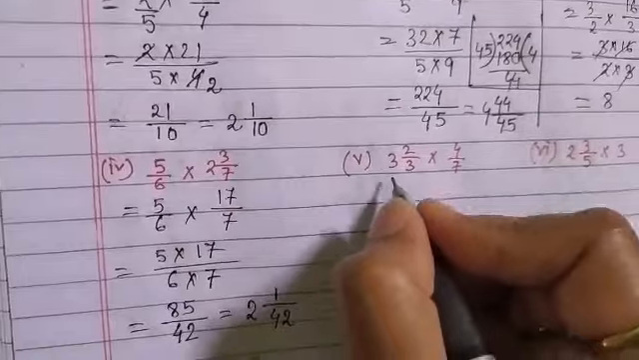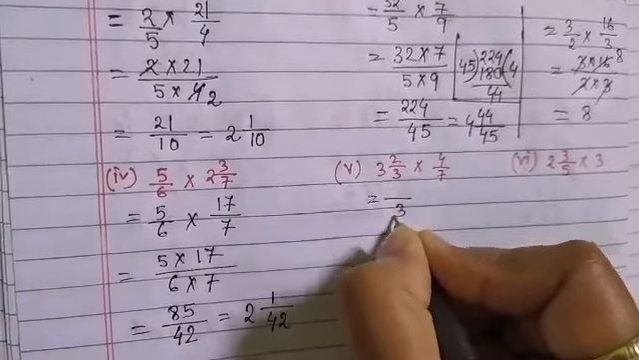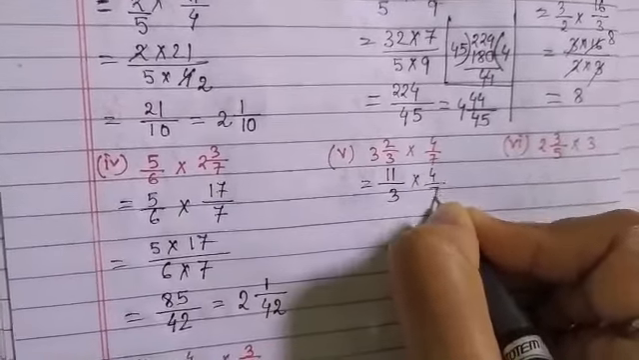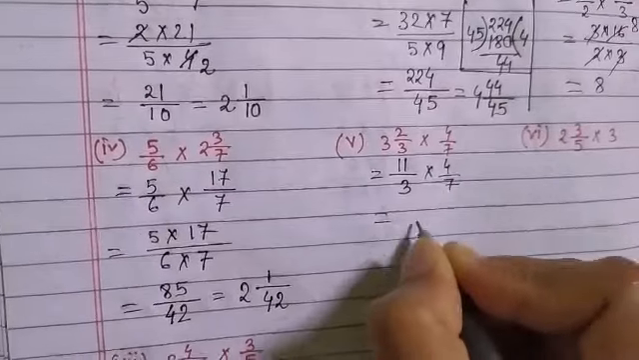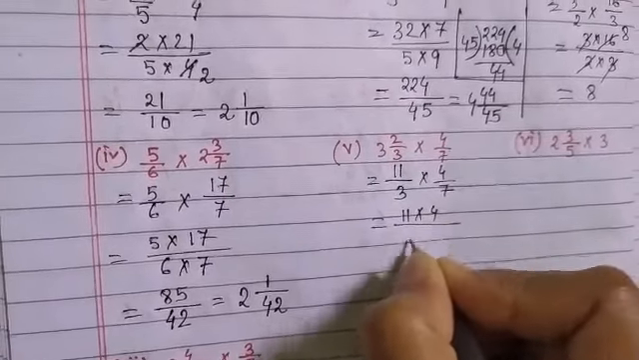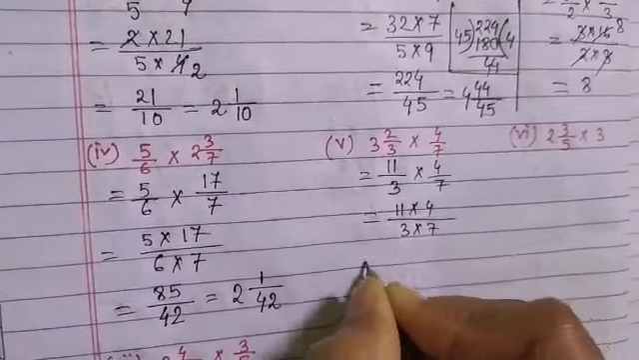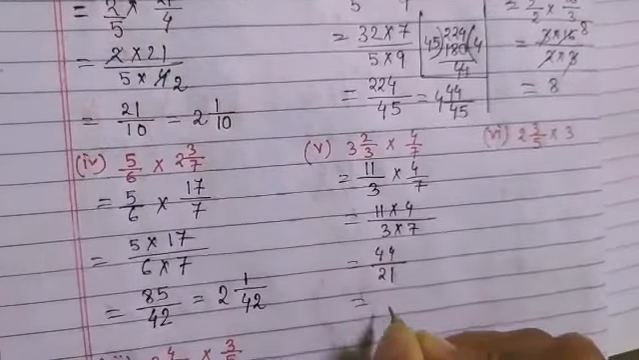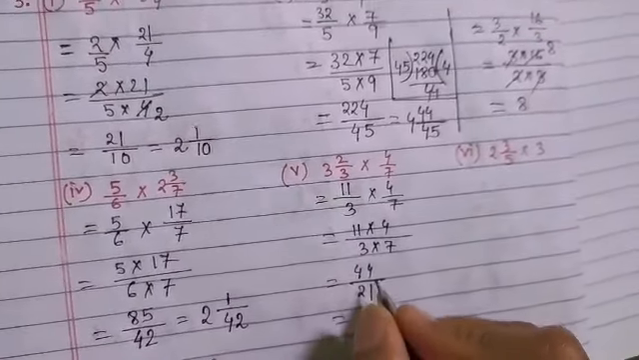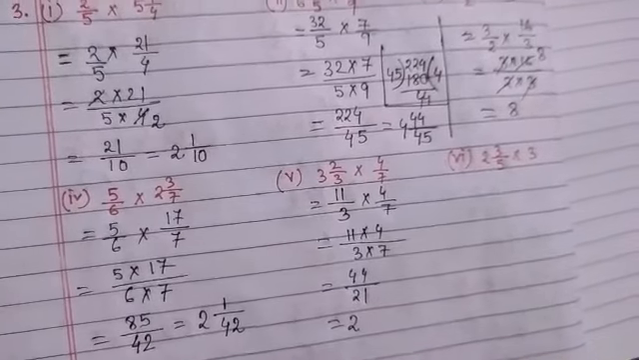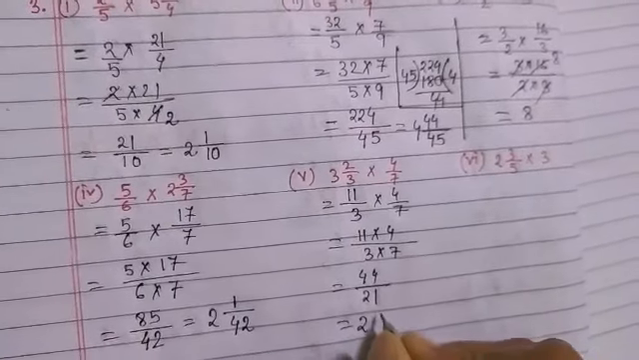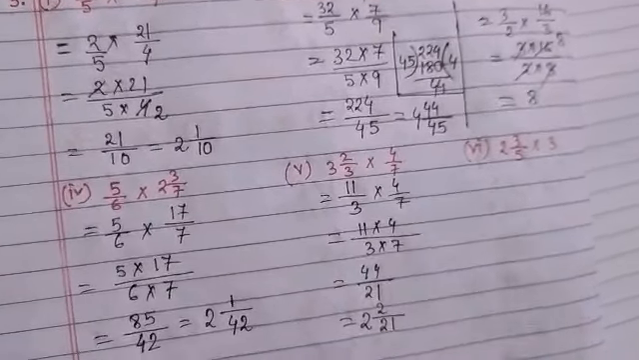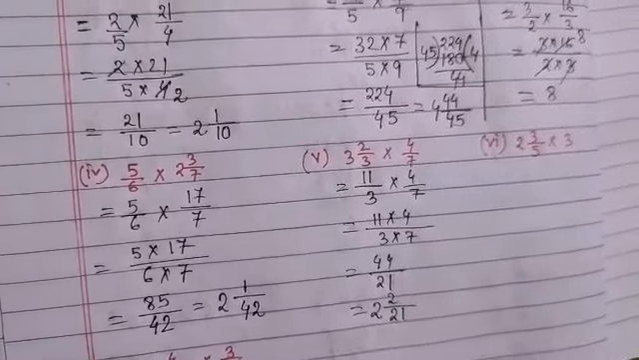Then number 5, 3 3s are 9 plus 2, that means 11 into 4 by 7 equal to 11 into 4 divided by 3 into 7. 4 11s are 44 divided by 21. Then 21 2s are 42. So by 2 we can divide it. Then 2 is remainder, so 2 will be in the numerator and 21 will be in the denominator. So 2 whole of 2 by 21.